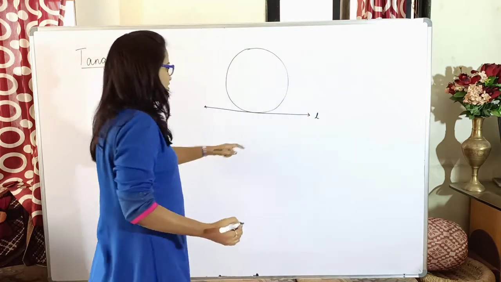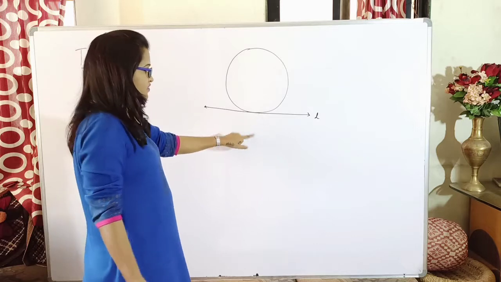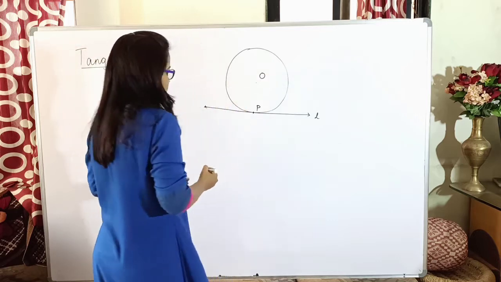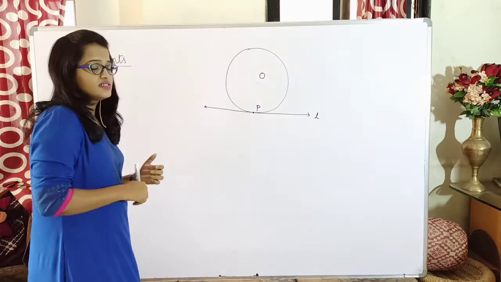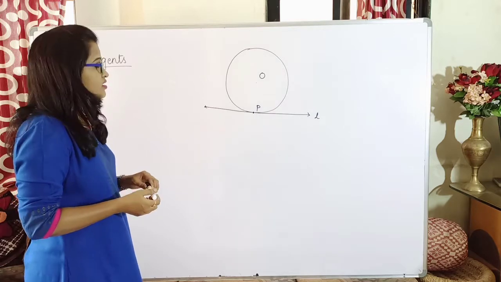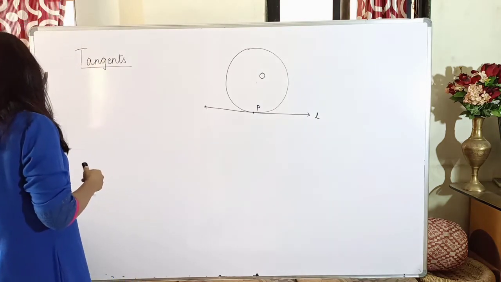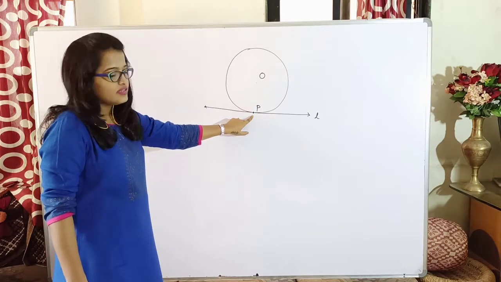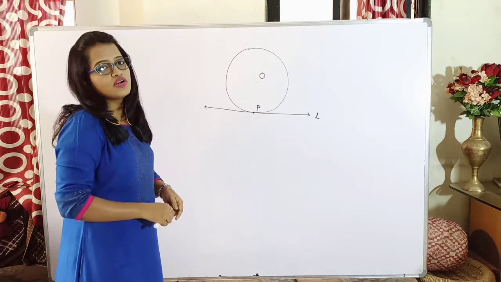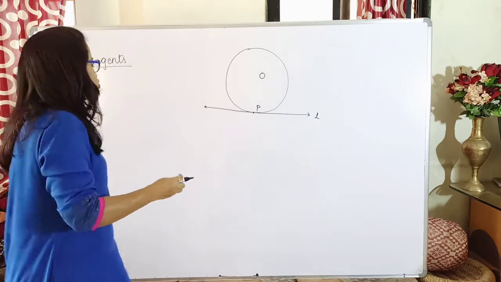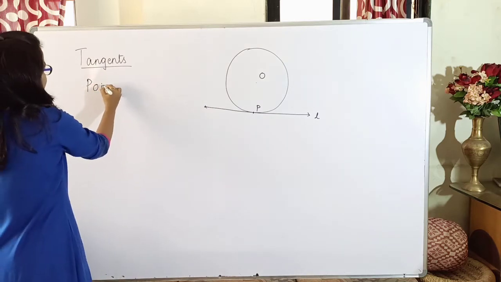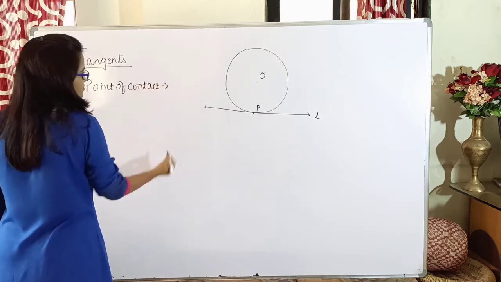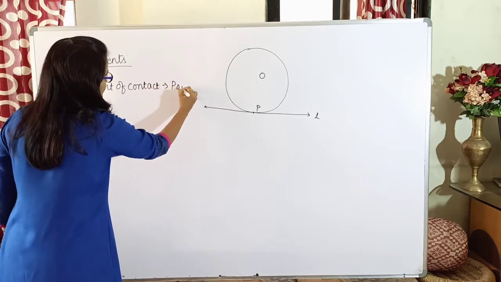So this is your line L. As you can see, this is intersecting the circle at only one point. Let us name this point as P, the center as O. So a tangent is a line which is intersecting the circle at one and only one point. Further, the intersection point where the tangent is intersecting the circle is called the point of contact. It is the point where the tangent is touching the circle. So here it is point P.